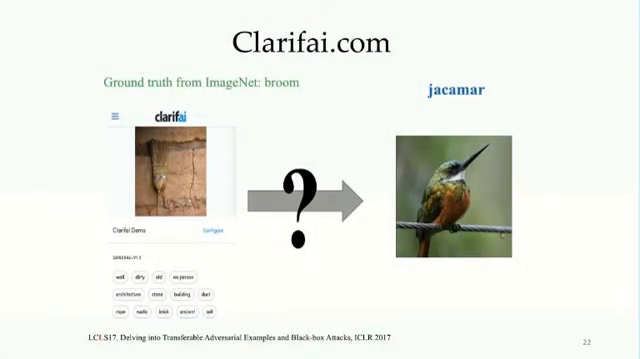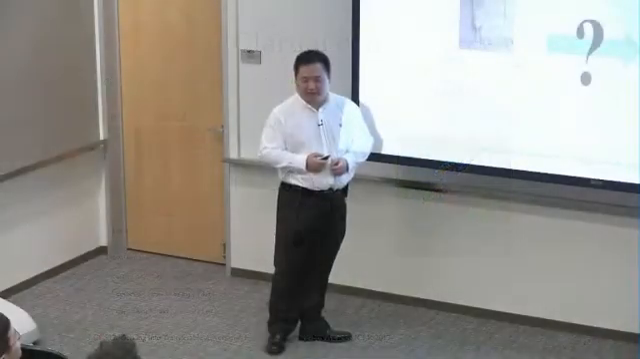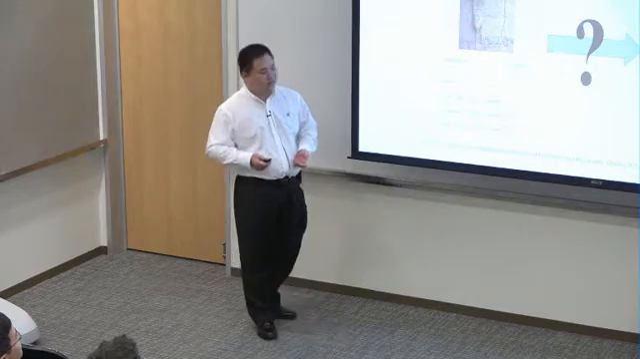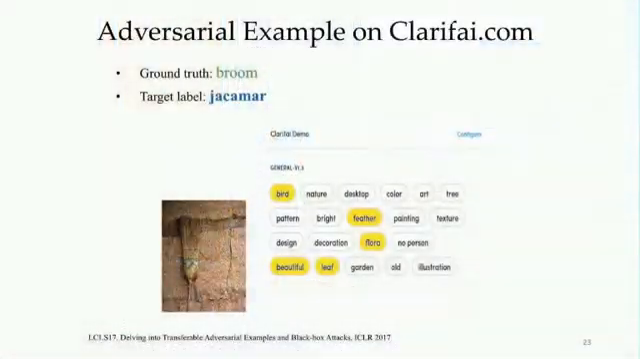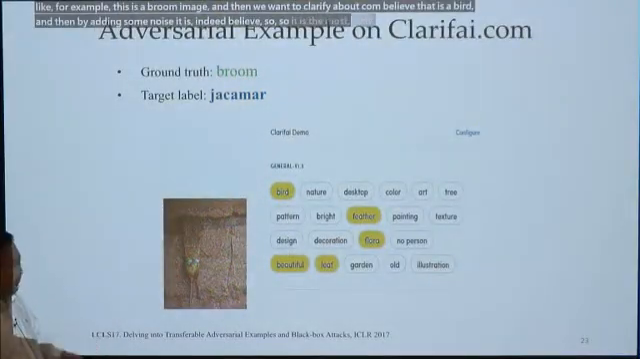And then I would also like to show you something more. For example, this is a broom image, and we want clarify.com to believe that it's a bird. By adding some noise, it indeed believes so. The most likely label for this image is a bird.